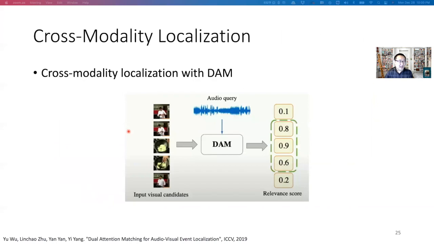For cross-modality localization, it's pretty straightforward to use DIM to address the problem. With the DIM, it will produce a relevance score. We can directly use the relevance score as the matching result to address cross-modality localization.